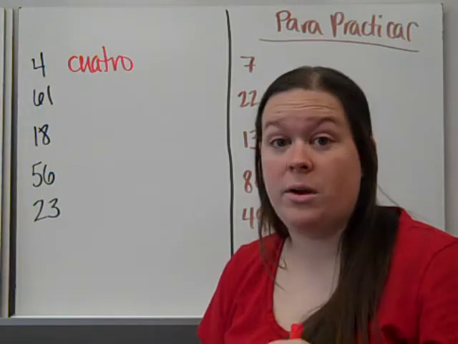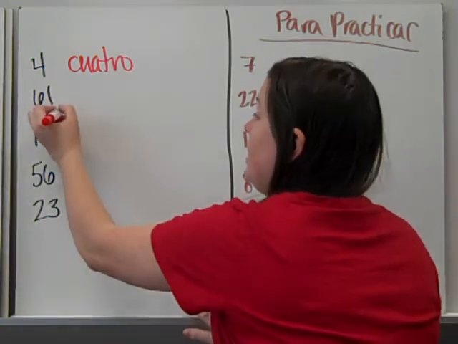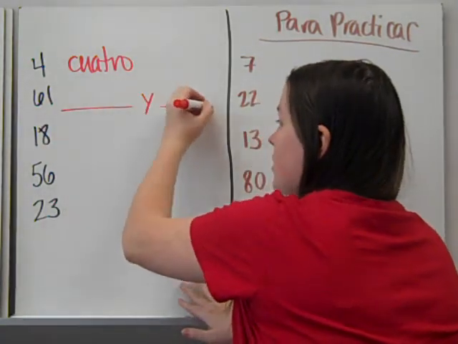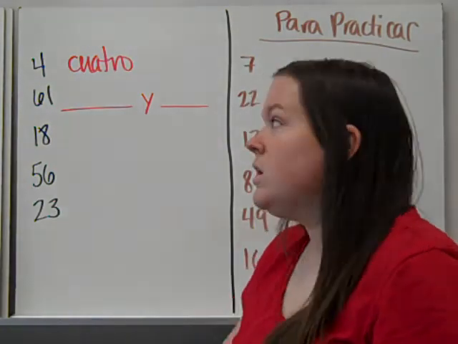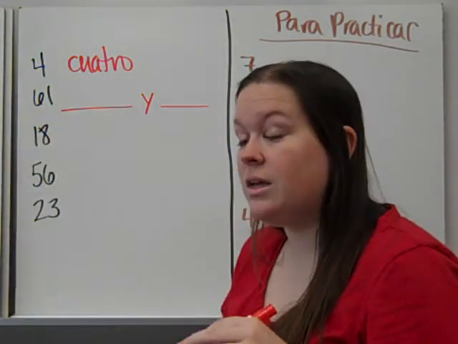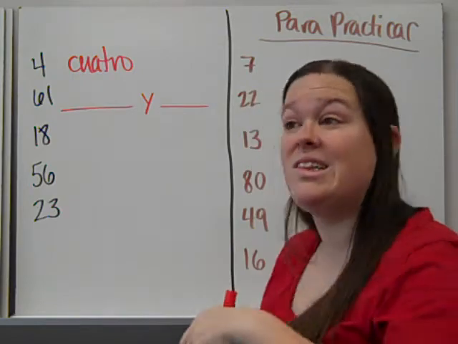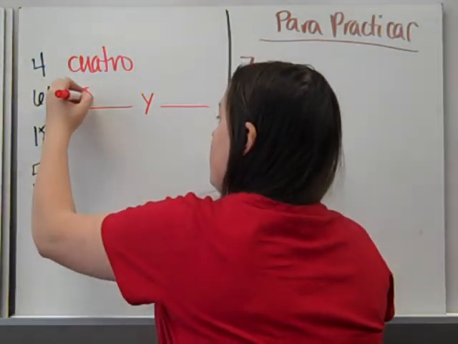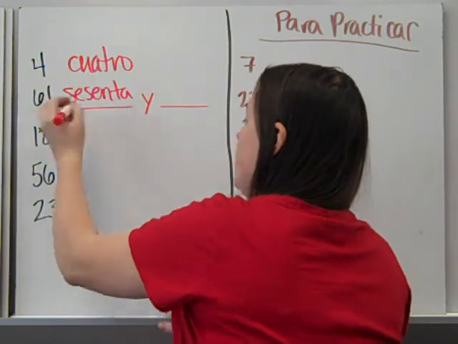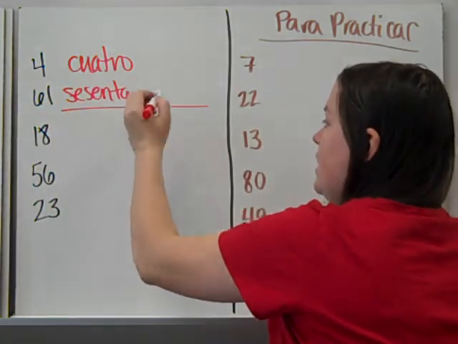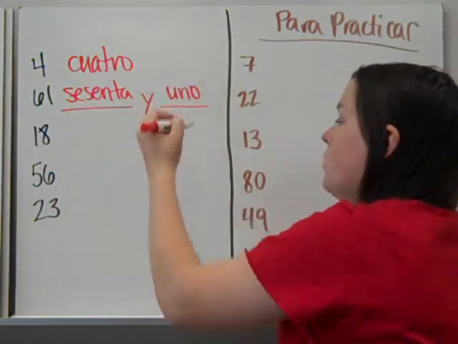61. So we have a number in our tens value. So we're going to need a tens and a ones value. So our tens value is 60, not 6. So we're not going to write 6, we're going to write 60. So 61, sesenta y uno.